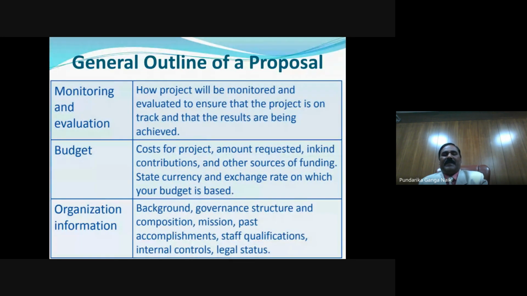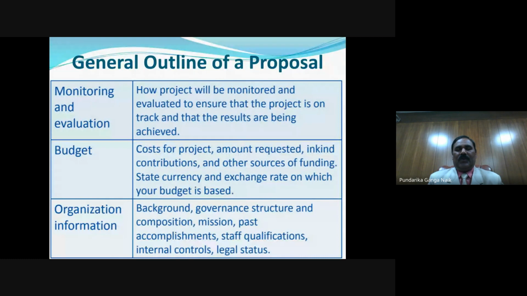And finally, the important component of the research proposal is the budgeting. So you must have very clear-cut information about the budget. Why the budget is required and for what the budget is required. The project cost and the amount requested should be stated, along with in-kind contributions and other sources of funding, and the currency and exchange rate on which your budget is based. You have to have the clarity.